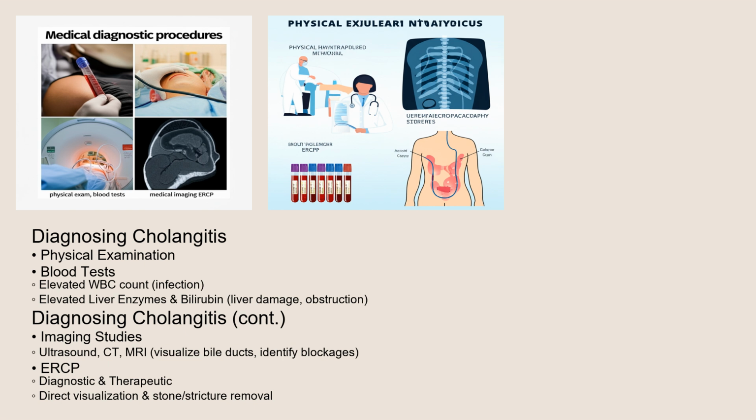Diagnosing cholangitis involves a combination of physical examination, blood tests, and imaging studies. Blood tests will help detect elevated white blood cell counts, indicating an infection, as well as elevated liver enzymes and bilirubin levels, suggesting liver damage and bile duct obstruction. Imaging studies, such as ultrasound, CT scans, or MRI scans, are used to visualize the bile ducts and identify any blockages or abnormalities. ERCP, endoscopic retrograde cholangiopancreatography, can also be used for both diagnosis and treatment, allowing direct visualization of the bile ducts and removal of any stones or strictures.